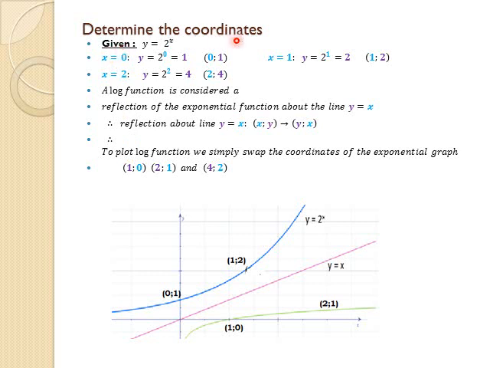So number one, determine the coordinates, given y equals 2 to the power x. First, if x is 0, anything to the power 0 is 1, so I would have (0, 1). If x equals 1, it becomes 2 to the power 1, which gives me 2, so my coordinate is (1, 2). If x equals 2, y equals 2 to the power 2, which gives me 4, so my coordinate is (2, 4).